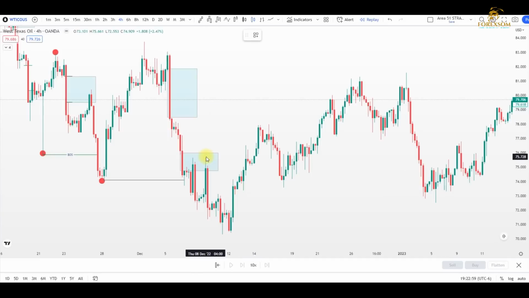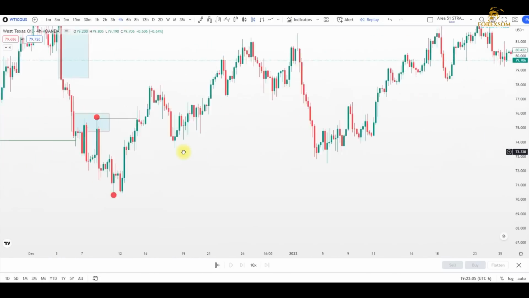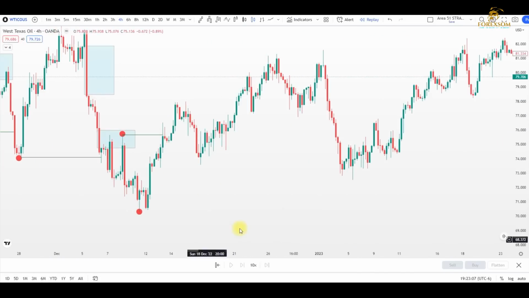All right, so here we have a valid pullback leading to a lower low. We have a lower high leading to a lower low, and now we have price reversing to the upside. Okay, we have a reversal to the upside.